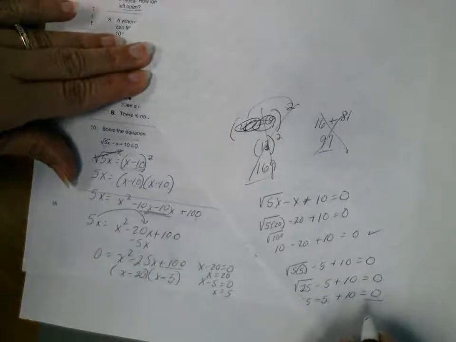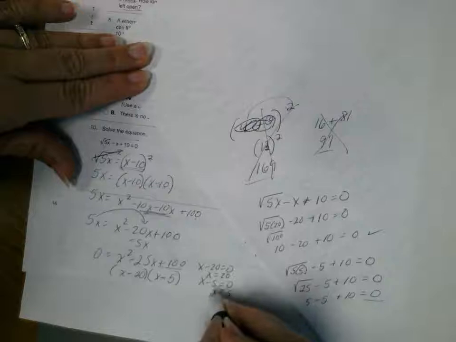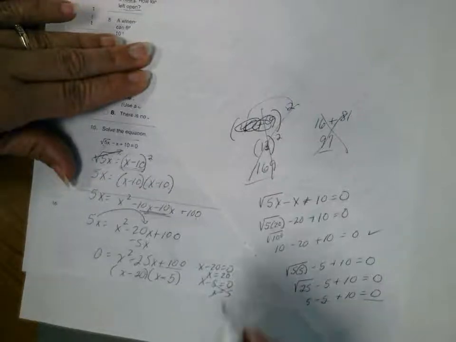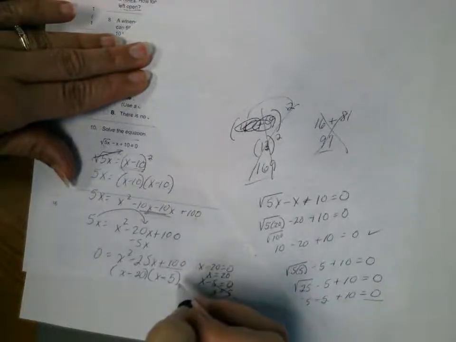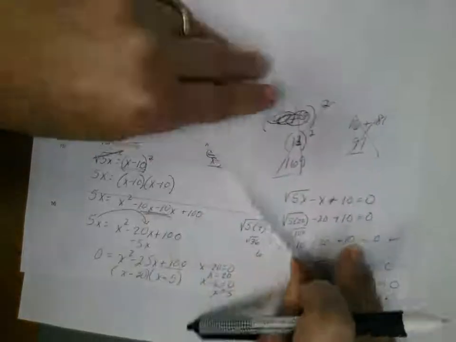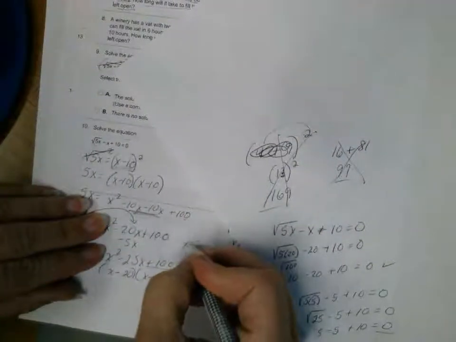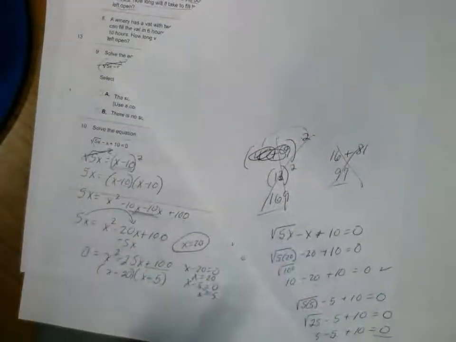Nope, that is not true. So that answer will not be part of our solution set. We'll only say x equals 20 in our answer key. So the final answer, x equals 20, is the only one we can use there. All right, check those answers.